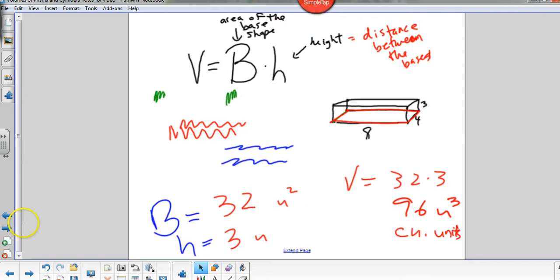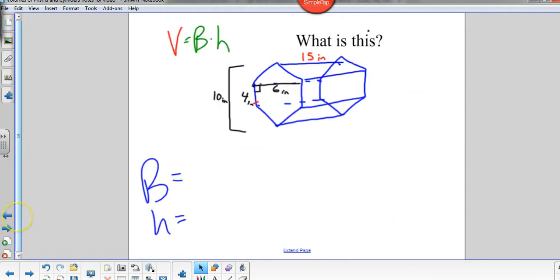Once you determine the shape of the base, alright, what is this? This I would call a hexagonal prism, or hexagon prism. The two congruent bases are hexagons. So to find the area of the base, that's the area of the hexagon. Now, I don't have a formula for that necessarily, so I'm just going to figure that out.